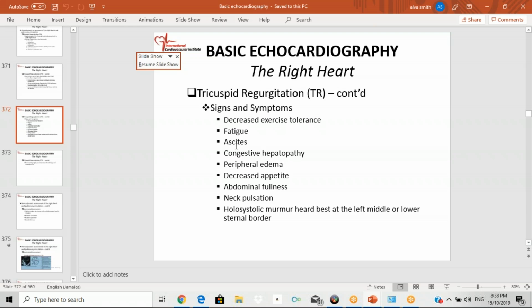They'll also get ascites. This is fluid in the abdominal cavity, peripheral edema, decreased appetite, especially if the liver is engorged, abdominal fullness from the ascites and the hepatomegaly, neck pulsation, because remember the blood is flowing backwards into the atrium. So the neck veins will be engorged and distended. And the classic murmur for tricuspid regurgitation is the holosystolic murmur, which is going to increase with inspiration because it's a right-sided murmur.